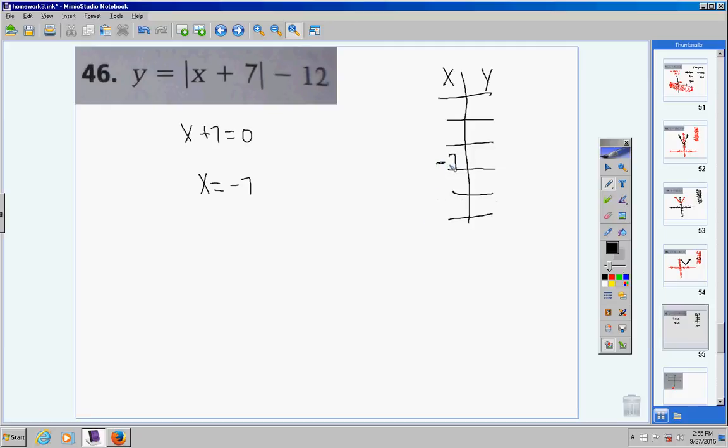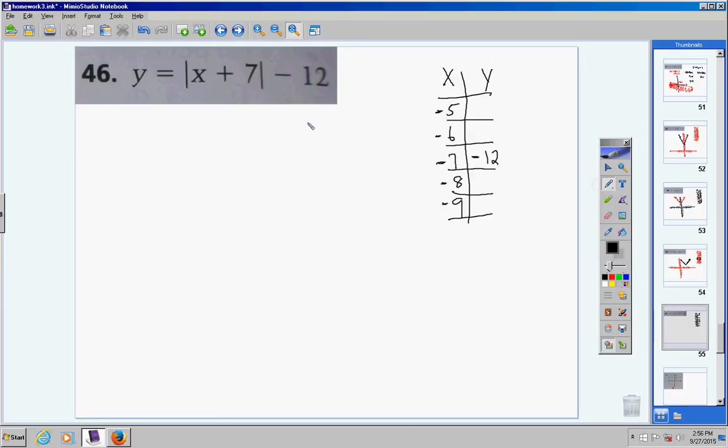Now, getting greater or higher or larger than negative 7 would be negative 6, negative 5. Getting smaller would be negative 8, negative 9. Now what about the y value of your vertex? Well, it's always the number you're adding or subtracting to the entire absolute value. So negative 12. Okay?